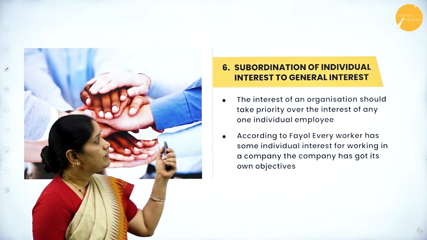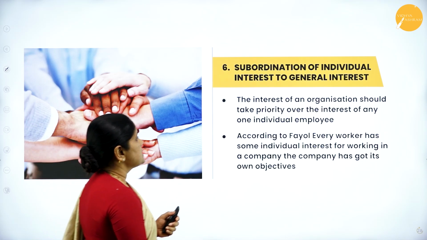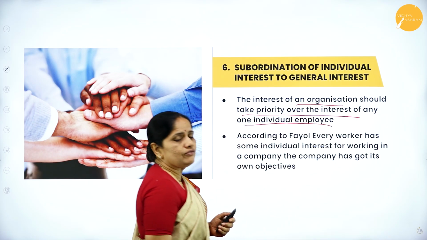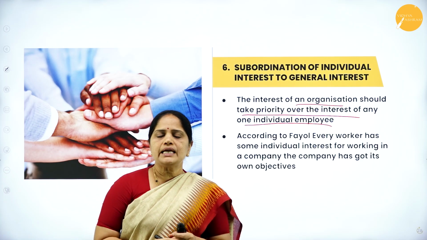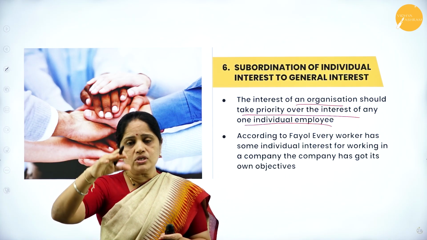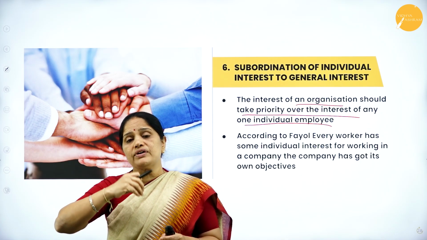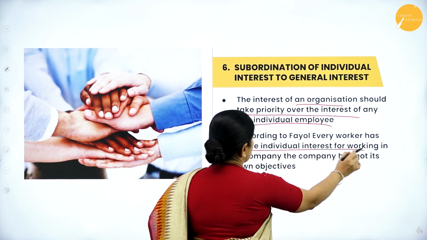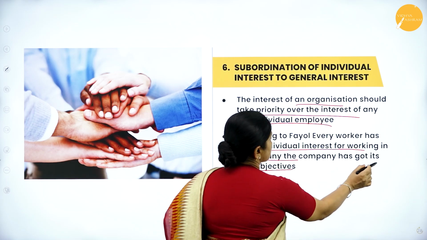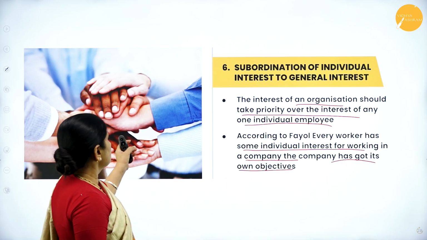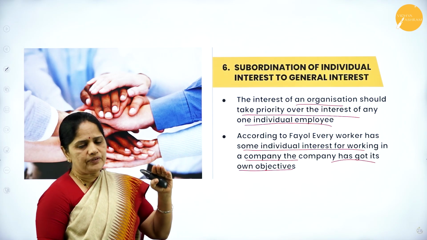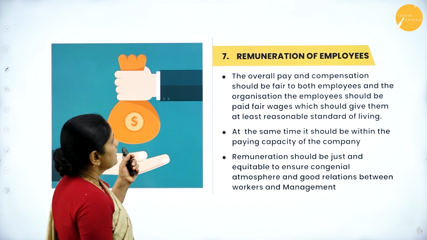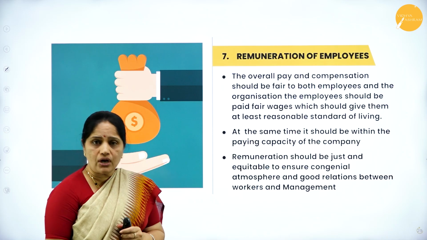Then, subordination of individual interest to general interest. The interest of an organization should take priority over the interest of any one individual employee. So, the interest of the organization is of utmost importance rather than the interest of any one individual employee. Every worker has some individual interest for working in a company. The company has got its own objectives. So, we should ensure that the worker works for the interest of the company rather than his own interest.